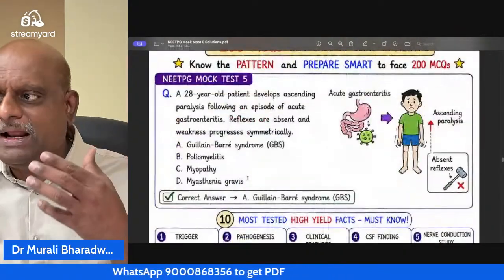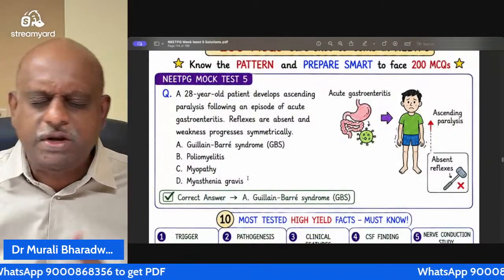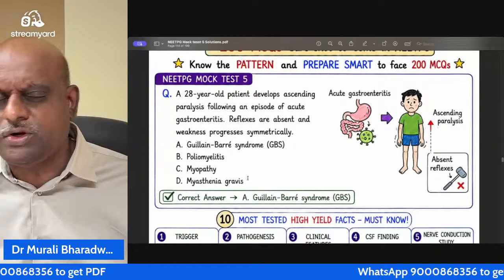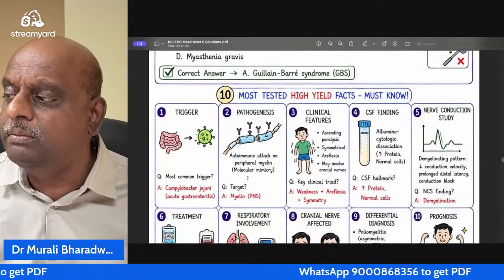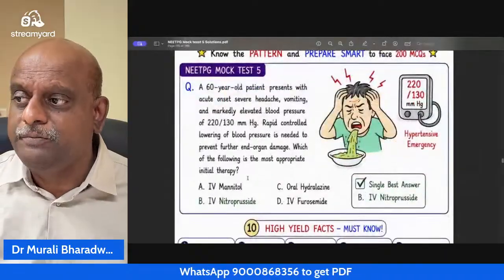A 28-year-old with ascending paralysis after acute gastroenteritis is post-infectious demyelinating polyneuritis, which is called Guillain-Barré syndrome. You need to know the differential diagnosis and how to differentiate.